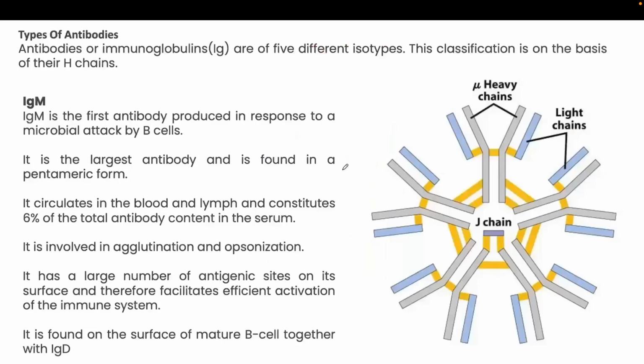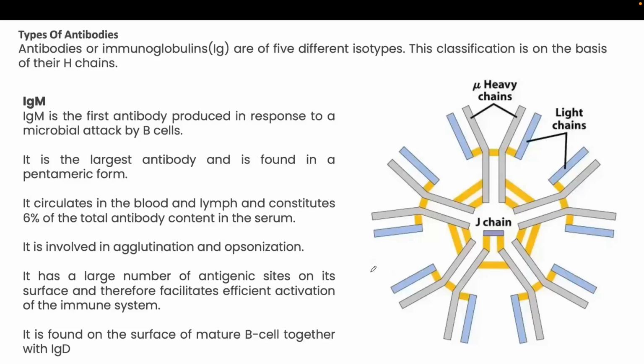Then you have different types of antibodies. Based on their constant region of the heavy chain, there are five classes of antibodies. The first one is IgM. IgM is the first antibody produced by B cells in response to a microbial attack.